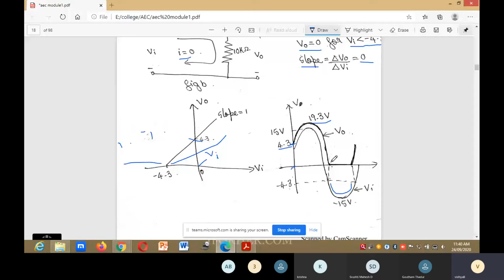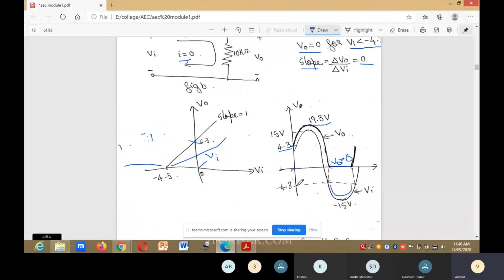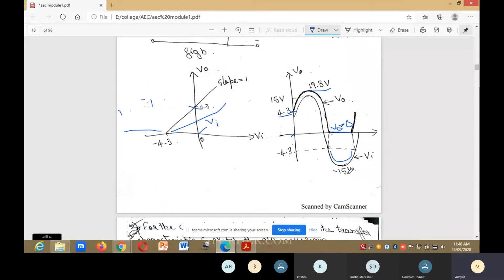At that time you will get V naught equal to 0, so a straight line. Again, when Vi is greater than minus 4.3, output is equal to input, so as it is, we will draw. This is the first problem. We need to consider the conditions and the equations, and from that we draw the output waveform and transfer characteristics.